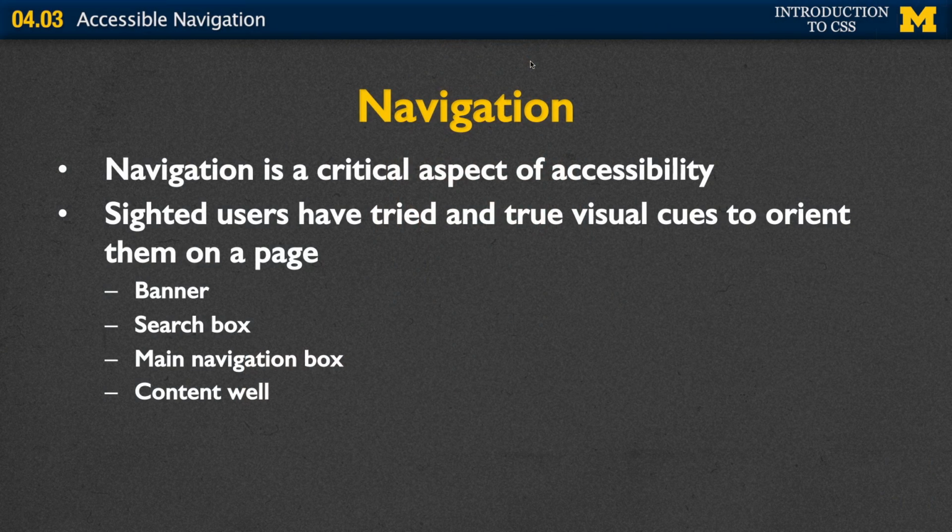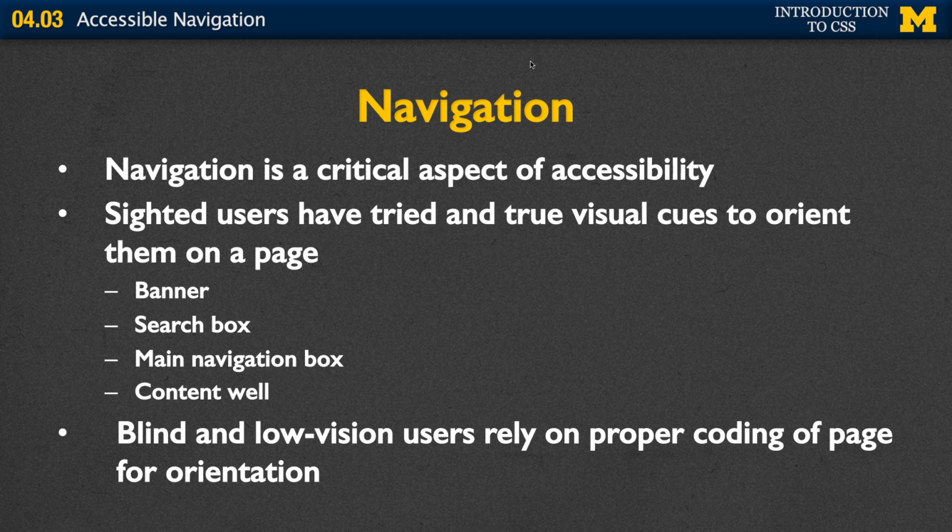So sighted users have these kind of tried and true things that they look for on a page. They know what a search box is, they know where the banner usually goes, where the main navigation is, and it's not surprising to them that often the main content, or what we call the content well, is hidden down lower in a page. And we know this because we can see it just as soon as we open up the browser. But for blind or low vision users, they really need to rely on proper coding of the page in order to get to what they want to get to.